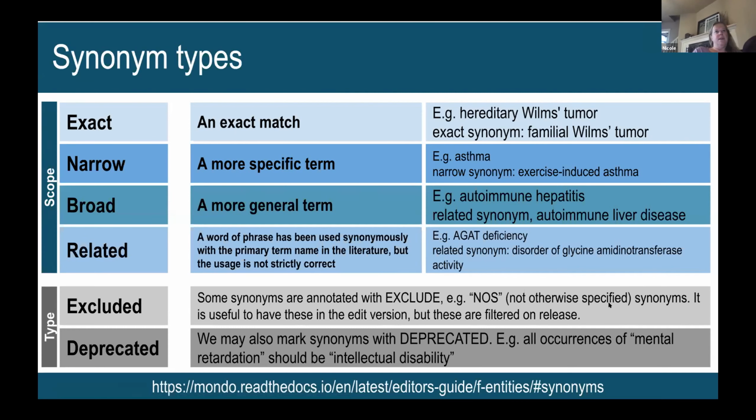Or if there's a synonym in Mondo that is no longer relevant, but we want to keep the provenance, we don't really ever delete anything from Mondo. We want to keep all the information that's been brought in and keep the history of it. So we can exclude synonyms.